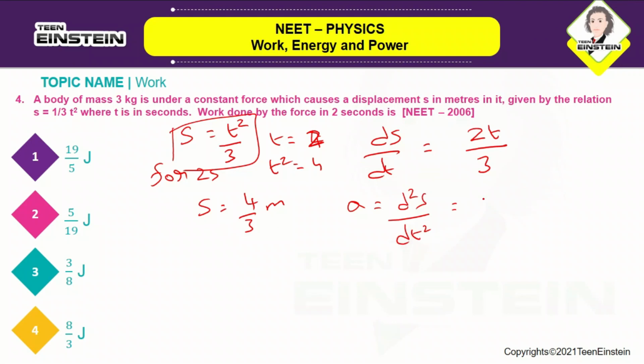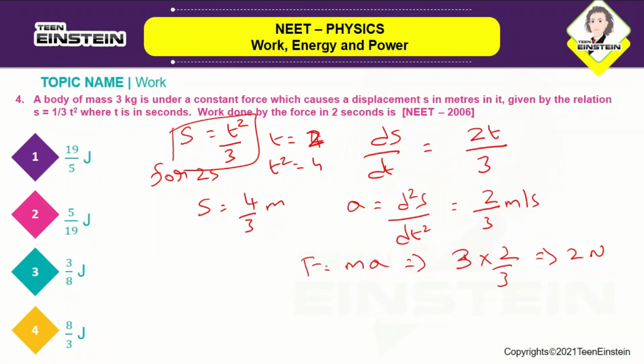So again, if you differentiate, you will be getting it as 2 by 3 meter per second squared. So you have got the acceleration value. Now you can easily calculate the force. So force is equal to ma, and here what they have given us, the mass is 3 kg. So 3 into 2 by 3. So this will become 2 Newton. So the force acting on the body is 2 Newton.